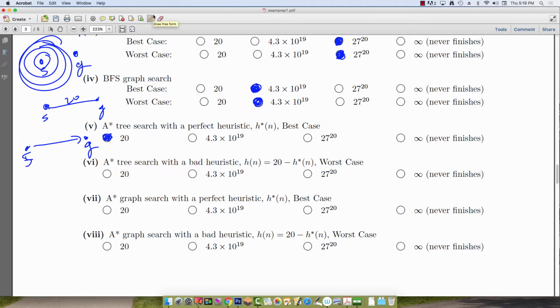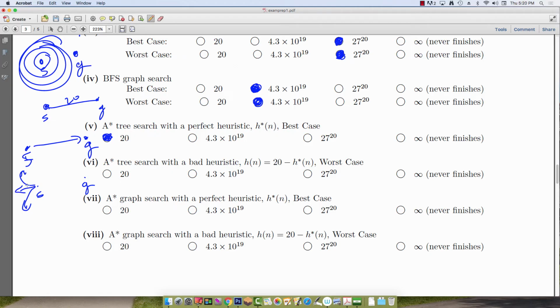Next we're going to take a look at A-star tree search with a bad heuristic. Intuitively, if we have an S and a G, this bad heuristic is going to say that getting closer to G is a bad thing. It's going to be 20 minus the actual distance to the goal. So if we get closer to G, our heuristic is actually going to go up. So it's going to encourage us to search in the wrong direction first.